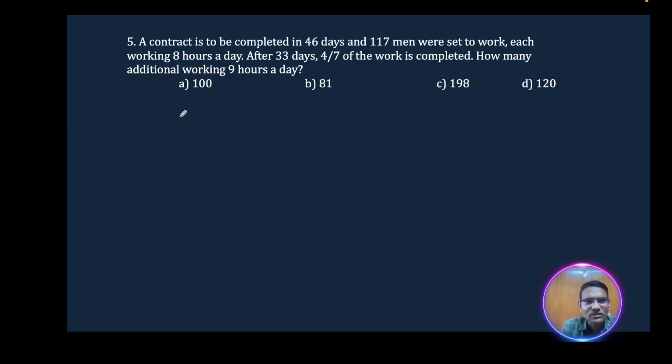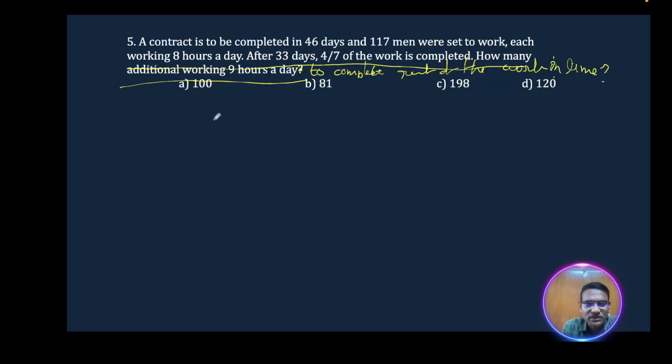Now a similar model question: a contract is to be completed in 46 days. 117 men were set to work, each working 8 hours a day. After 33 days, 4/7th part of the work is completed. How many additional men working 9 hours a day are needed to complete the rest of the work? So this is the question. Actually the question continues: to complete the rest of the work in time.